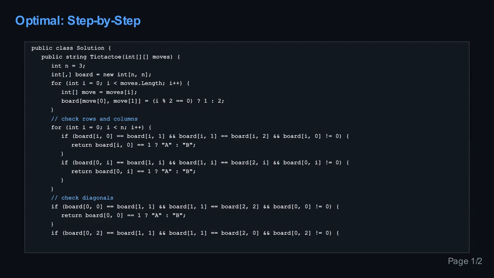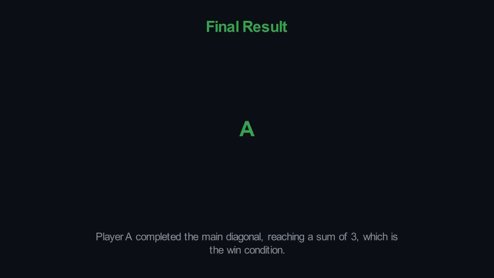At this point, the main diagonal sum reaches 3. This means player A wins. The final result for this example is that player A successfully completed the main diagonal, triggering the win condition when its sum reached 3. The game concluded before all moves were made.